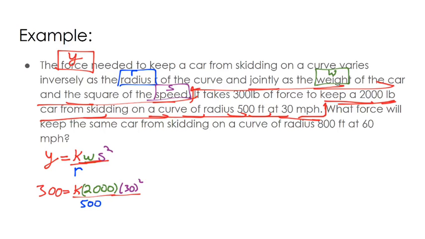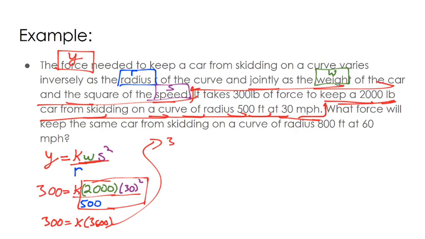Now, let me do some calculator button pushes. I'm pretty much going to take this whole value and punch it into my calculator. So we get 300 equals k times 3,600. It looks like I've run out of room, so let me come up here. 300 equals k times 3,600. Let's just divide both sides of that equation by 3,600. If I do that, I believe I should get 1/12. And that's our constant of variation.